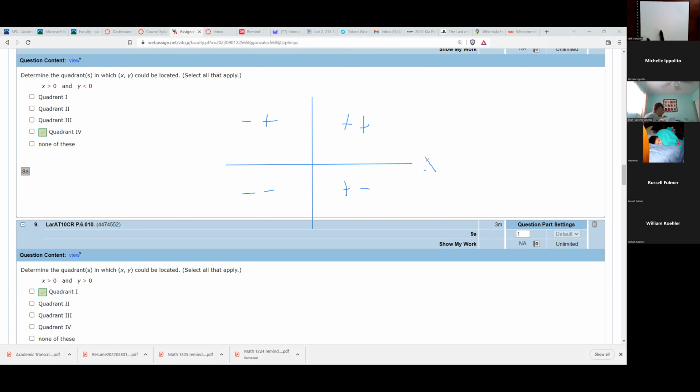Where does this happen? Well, x is positive in this right half, right? Y is negative only down here. So you would say quadrant 4, because we said this is 1, 2, 3, 4, right?